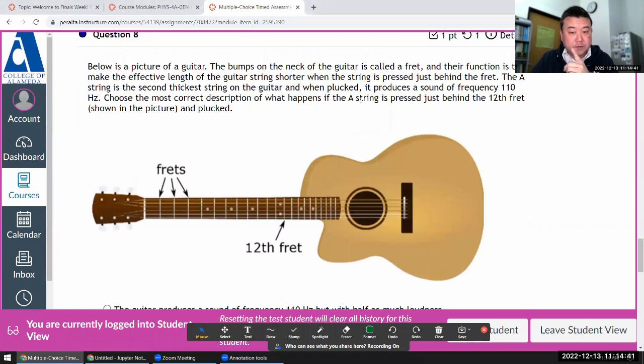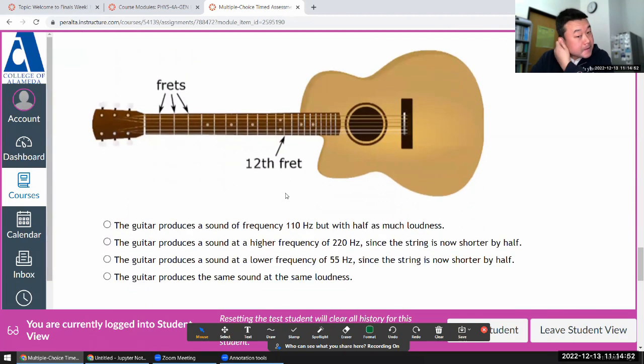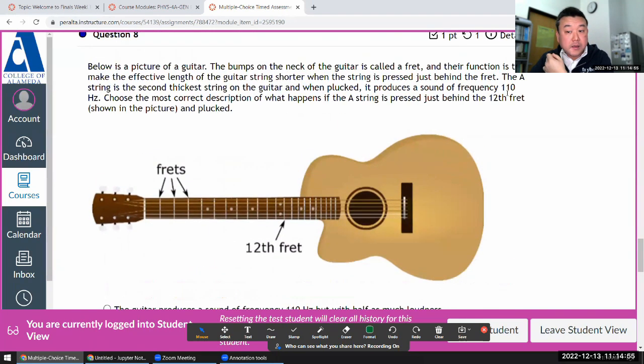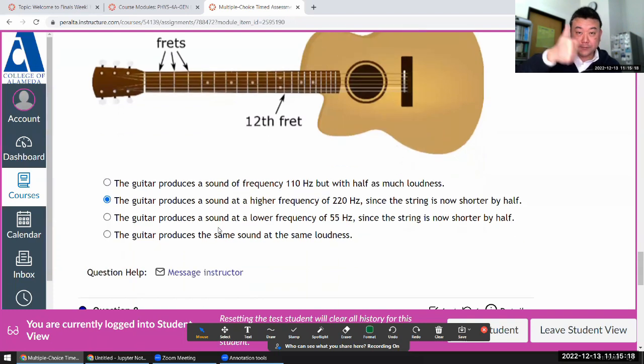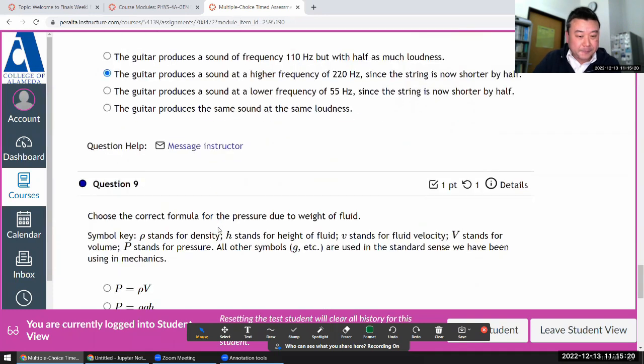so most correct, what happens if the A string is pressed just behind the 12th fret? Okay, so this is the whole length of the string. This kind of looks like halfway in between. Okay, so the guitar A string fundamental produces 110 hertz. So if you make the wavelength half, the frequency should be double, 220 hertz. Okay, not the same frequency, no. A higher frequency than this, right? Half the wavelength, double the frequency, from one of the relationships up there, yeah.